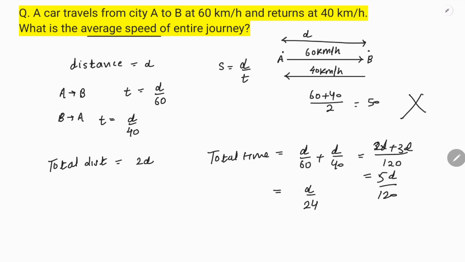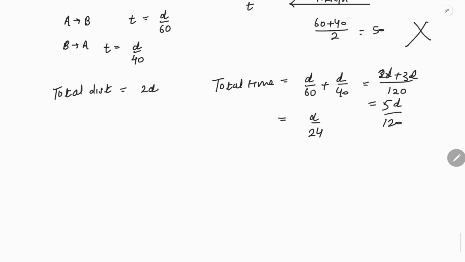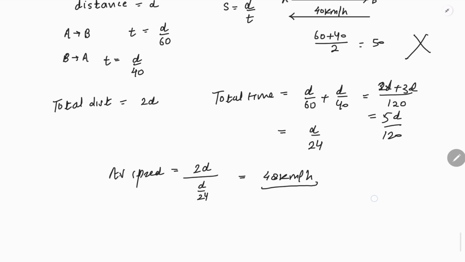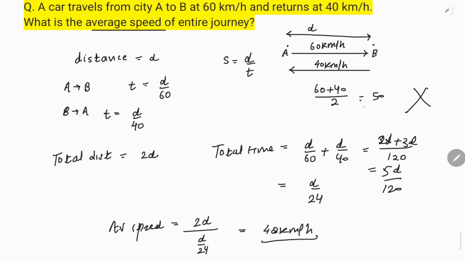So you know now total time and total distance. What will be the average speed? Now the speed will be equal to, what is speed? Speed is equal to distance by time. So it will be equal to 2d divided by d by 24. And when you solve it, you will get 48 km per hour. So the right answer is 48 km per hour, not 50 km per hour. Okay. So instead of calculating average speed instantly, look at the question, analyze it, and then find the answer.